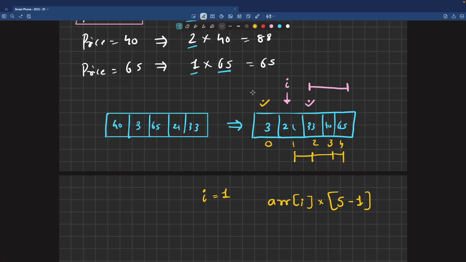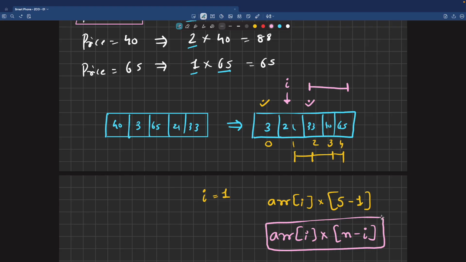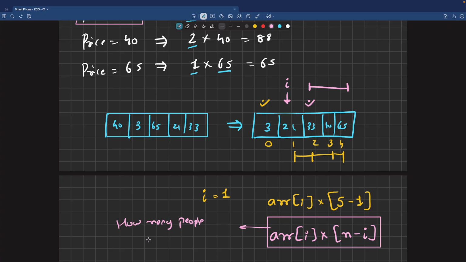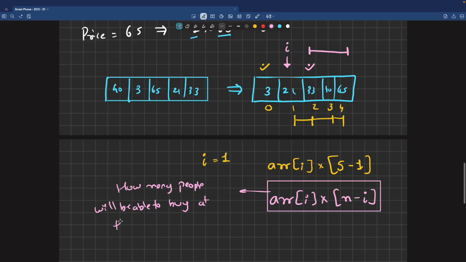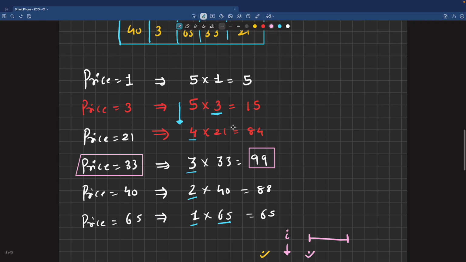So in general, what formula can I get? I can get a formula of array of I times n minus whatever is the index. If we use this formula, we'll find out how many people are able to buy at a price of this. So it simply tells us how many people will be able to buy at this price. Okay, now once we have this information, I will simply compare all of these values. I'll compare 15, 84, 99, 88 and 65 and simply find out whatever is the maximum value.